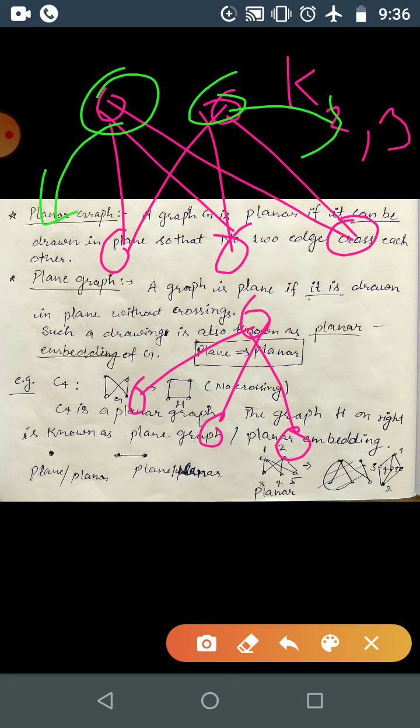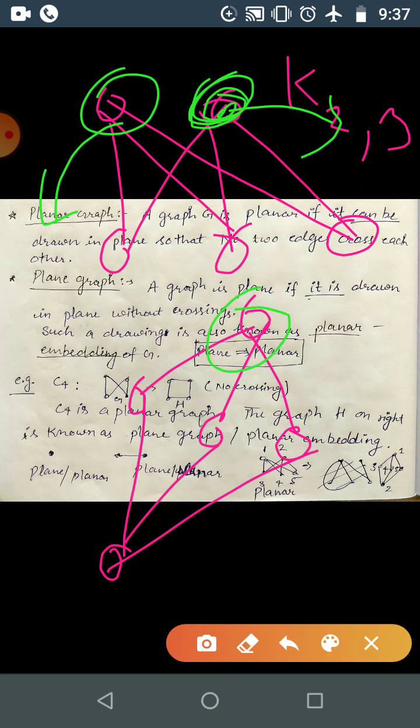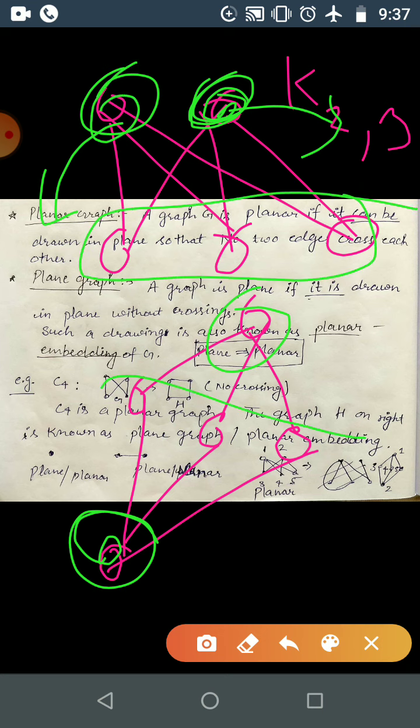And you're just getting this vertex here and this one. So this part is this one, and this part is this one, and these three are here. Correct? So this is also K23. Now it is plane. Yes, it is plane because it is drawn in such a way that no two edges cross each other. Okay, so we are done. Correct?